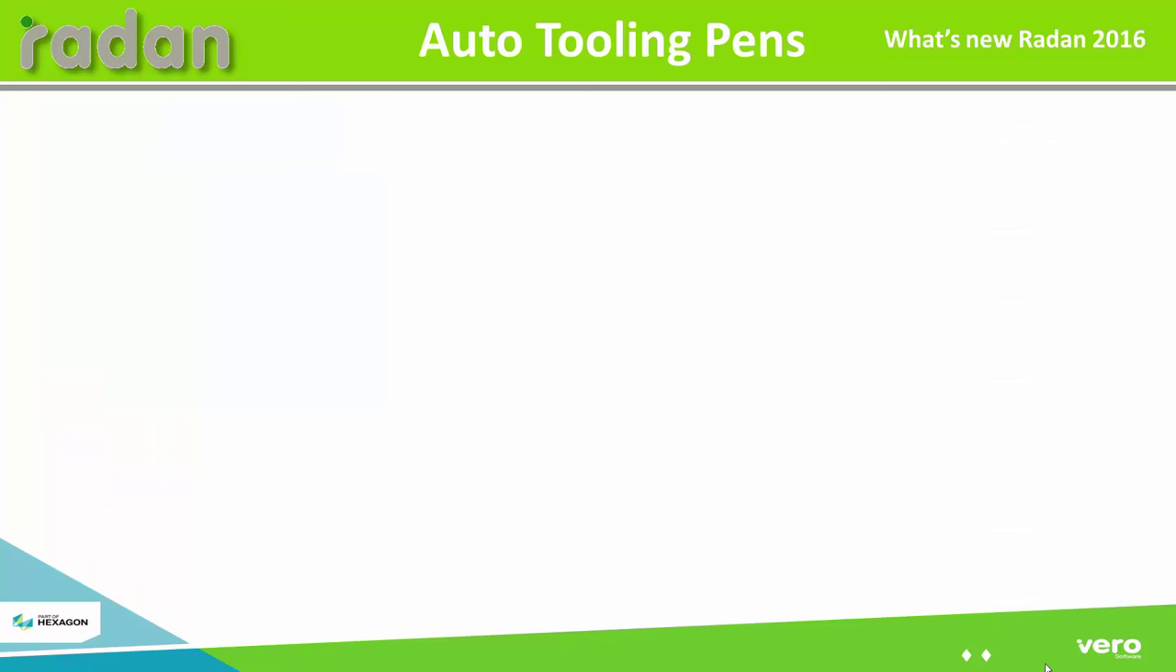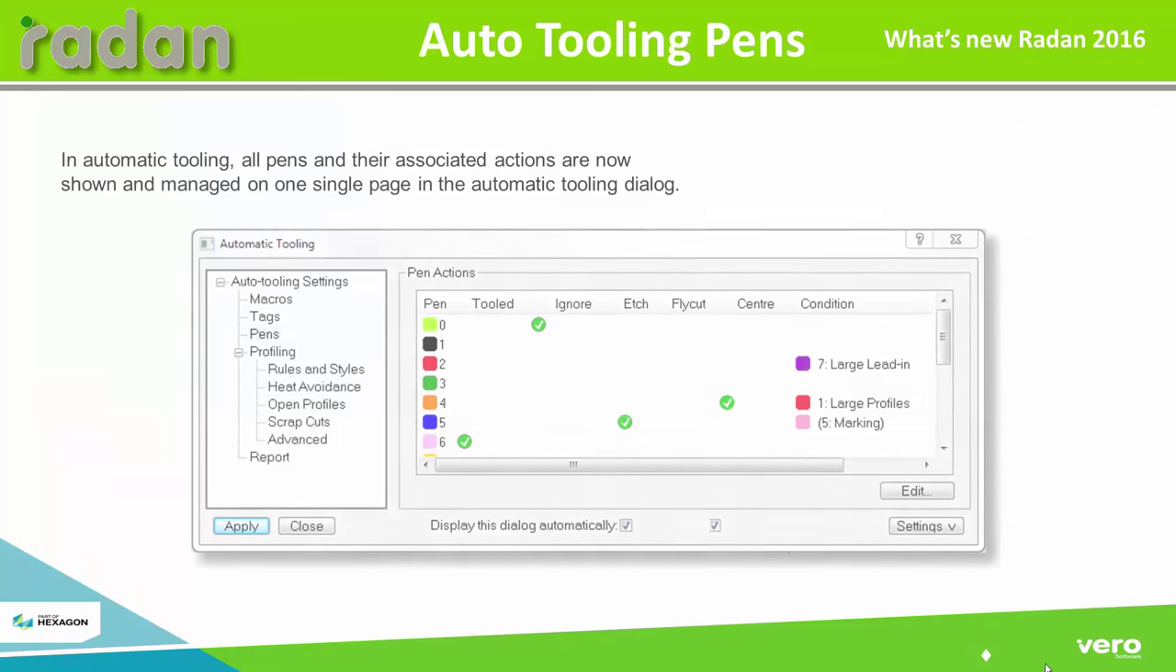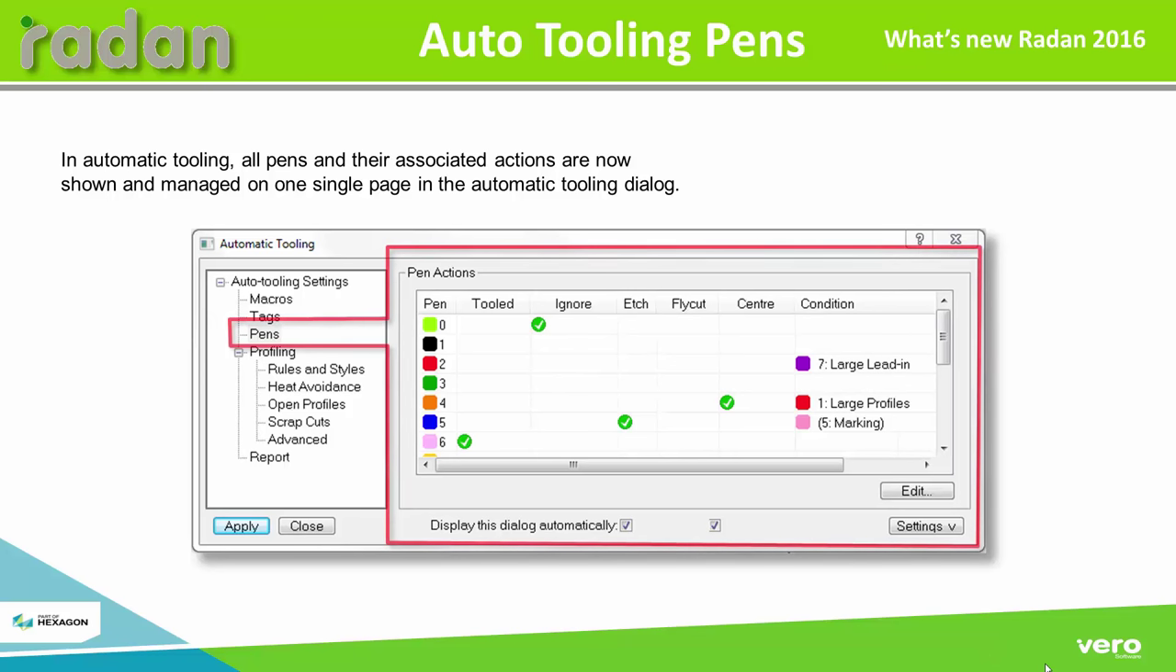Auto tooling pens. In automatic tooling, all pens and their associated actions are now shown and managed on one single page in the automatic tooling dialog. Here you can see the new pens dialog.